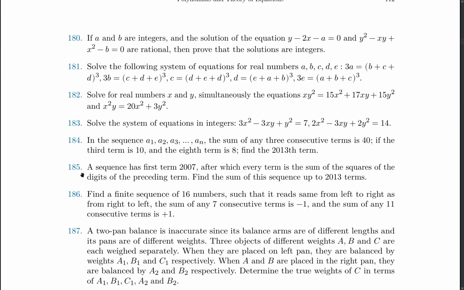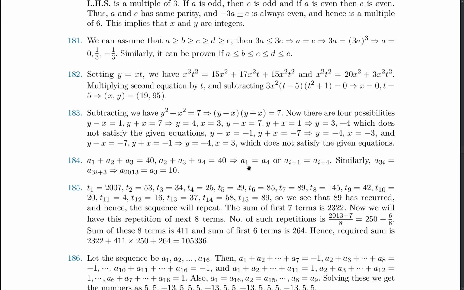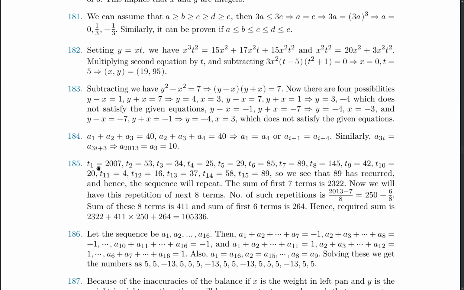Question number 185 says that a sequence has the first term 2007, after which every term is the sum of squares of the digits of the preceding terms. Find the sum of this sequence up to 2013 terms. Now you see our first term is 2007. The second term would be sum of square of digits. So 7 square is 49 and 2 square is 4. 49 plus 4 is 53. Similarly, 5 square plus 3 square would be 34. And so on. We continue.